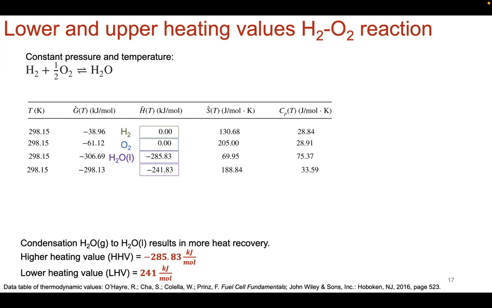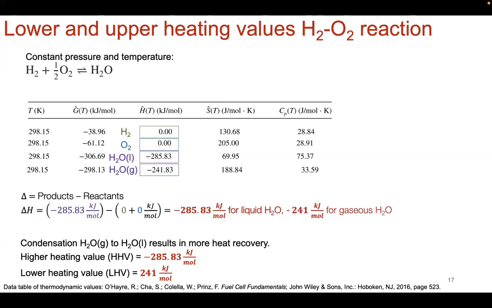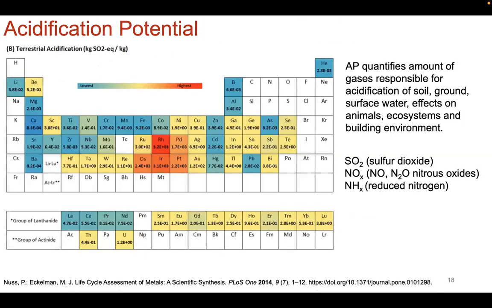So for this reaction, if you were to produce H2O under conditions where you can produce H2O liquid or H2O gas, you can look up the thermodynamic parameters in a table that's been tabulated. Basically you're looking at the difference in enthalpy, where it's just products minus reactants. Okay, and so you can get the lower and upper values this way.